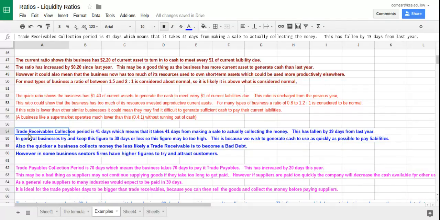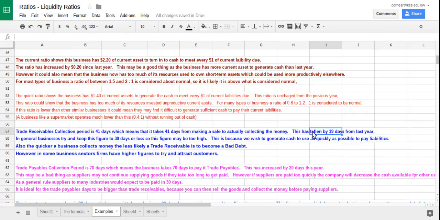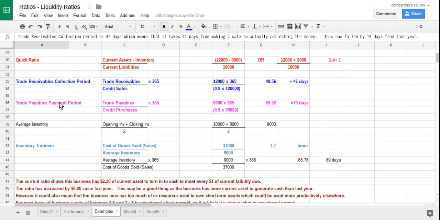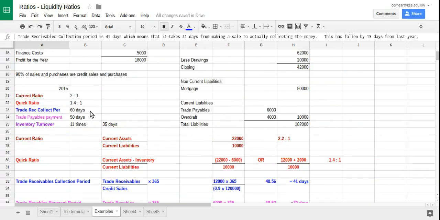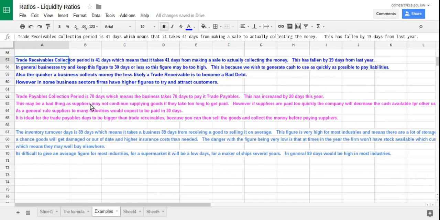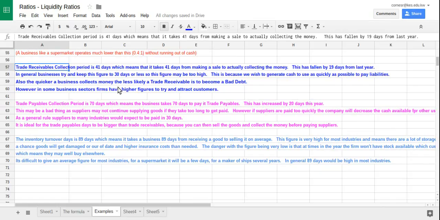But for example, somebody selling to supermarkets may insist that they have a 90-day collection period. Certainly in this case, it's fallen by 19 days from the previous year. So if we look up here very quickly, it was 60 days last year. So that's probably a positive for the business. And in general, the business will try to keep it less than 30 if they possibly can.